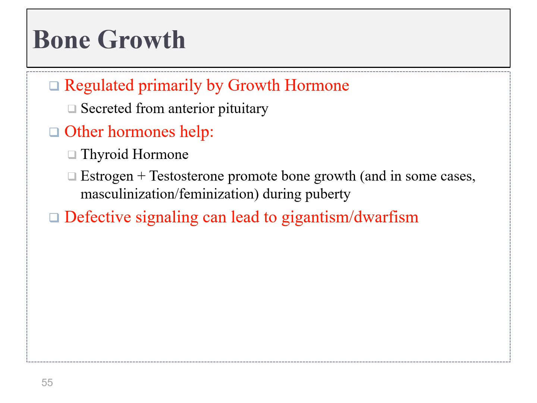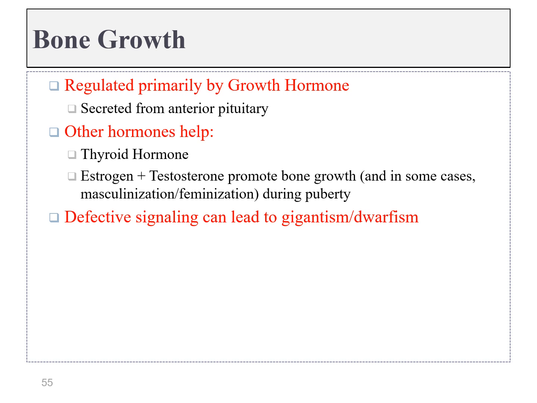The growth of bone tissue is primarily regulated by a hormone called growth hormone. This is secreted from the anterior pituitary. Other hormones can also induce bone growth, including thyroid hormone and estrogen and testosterone. The latter two not only promote bone growth, but they can change the way that bones grow. For instance, these are responsible for the differences in the shape of the hips and the facial bones.